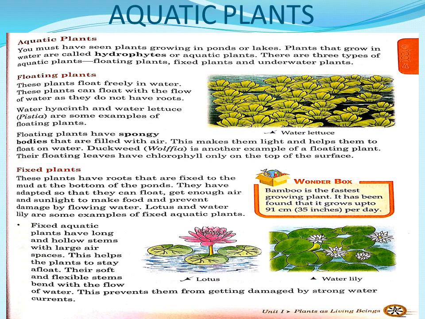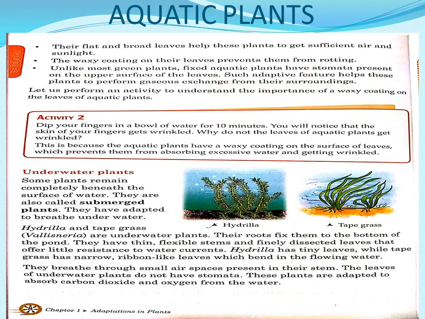Their soft and flexible stems bend with the flow of water. This prevents them from getting damaged by strong water currents. Very important thing. How does it help them? It helps them from getting damaged by strong water currents. Let us move to the next page. Page number 8. Here also you are getting some of the important features: their flat and broad leaves and their waxy coating on the leaves, which prevents them from getting rotten.